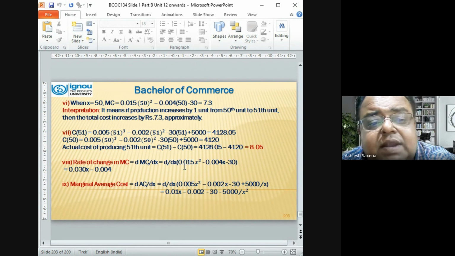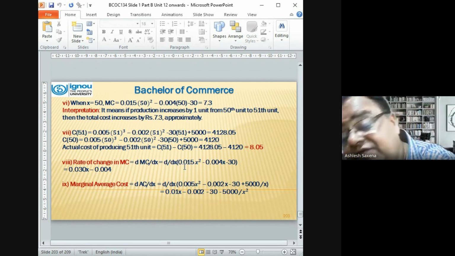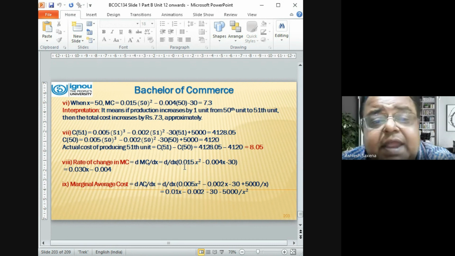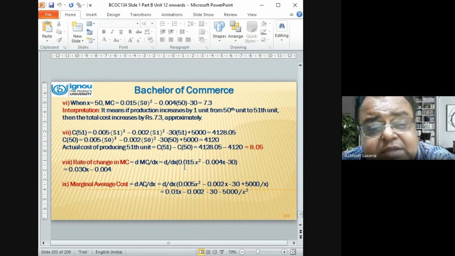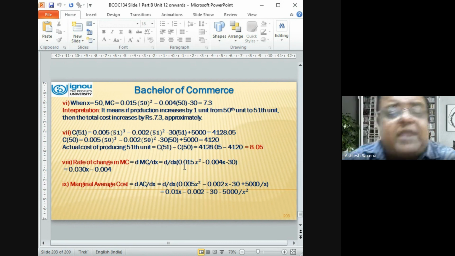After calculating C(50) and C(51) and subtracting, you will find the actual cost of producing the 51st unit, that is 8.05. What is the rate of change in marginal cost? The rate of change of marginal cost is found by differentiating marginal cost once. And marginal average cost is the derivative of average cost.